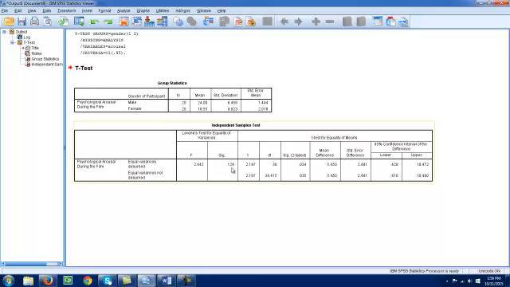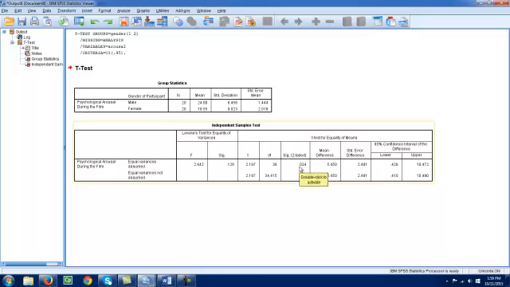From here on out, it's just like interpreting a one-sample t-test. We have our t-statistic. Again, it was calculated with the difference between groups over the difference within groups. Then using our degrees of freedom, which in this case is n-1 plus n-1, so 19 plus 19 is 38, we can calculate our exact p-value. So again, sig is our p-value.